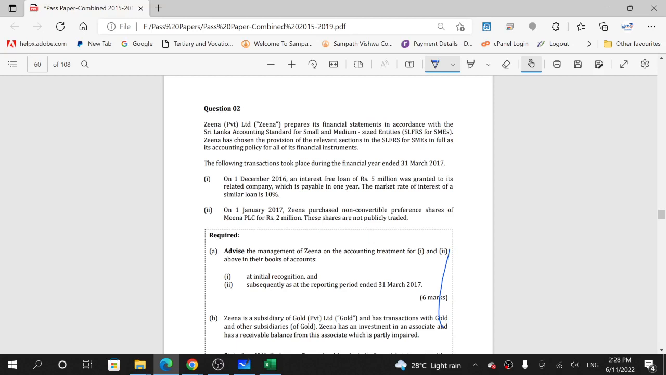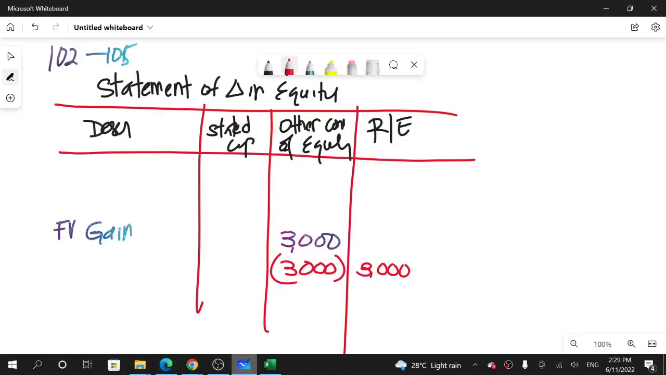The difference between the loan proceed and present value of cash flows should be recognized as an expense.